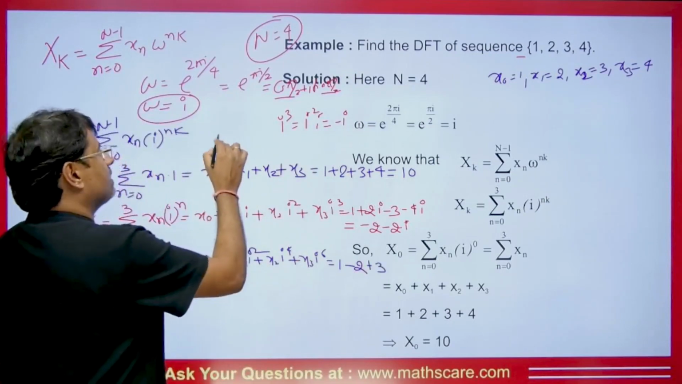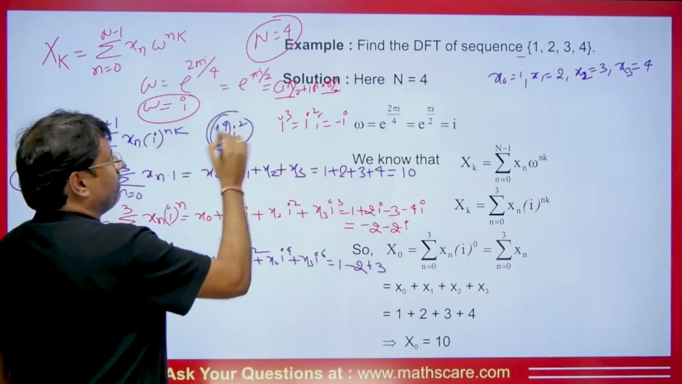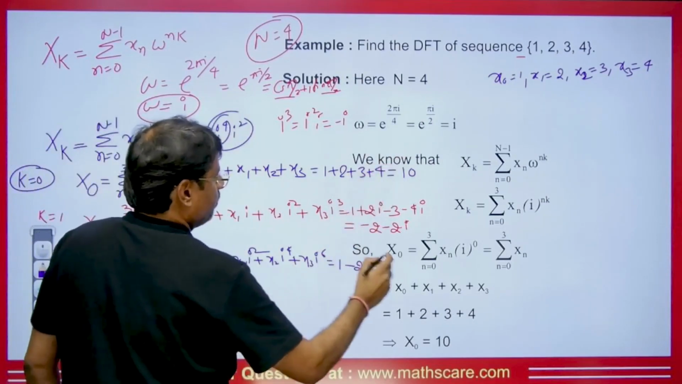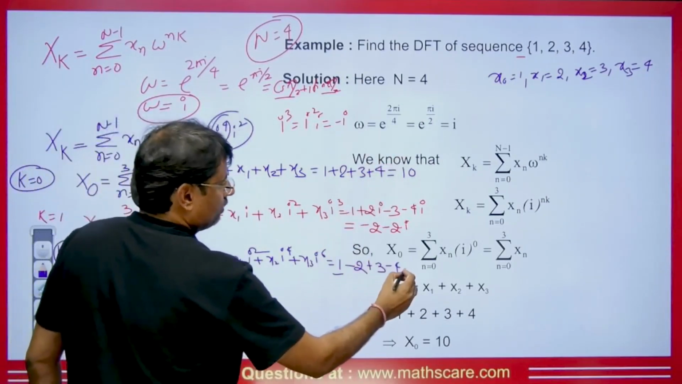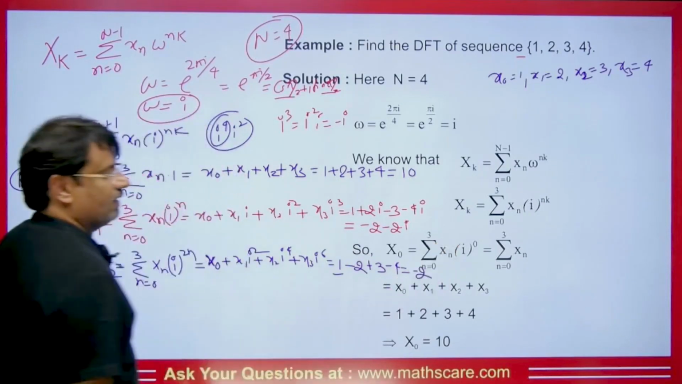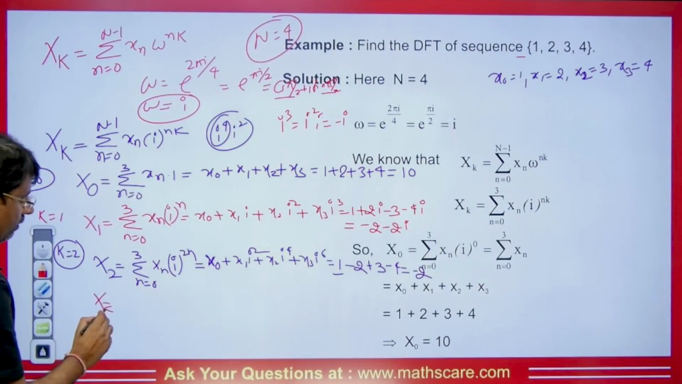And iota to the power 6 can be written as iota to the power 4 into iota square. Its value is 1 and this is minus 1. So this will become minus 4 here. Clear? 4 plus 2 is 6. 4 subtracted from minus 6 will be minus 2. Clear? So students, what will we get here? We will get x2.